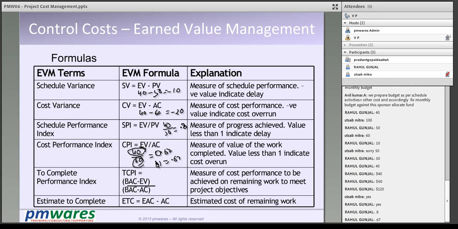$0.67 per dollar, or 67% against cost. 80% against time and 67% against cost. Got it? Now I believe you all follow cricket, right? So you understand it well.